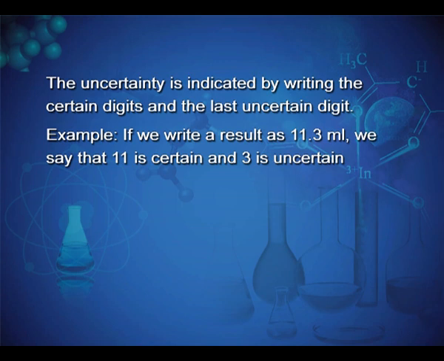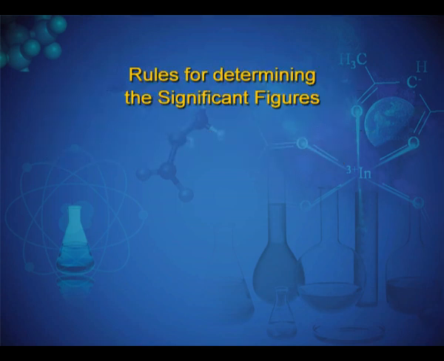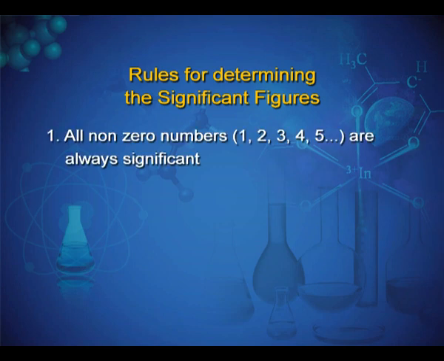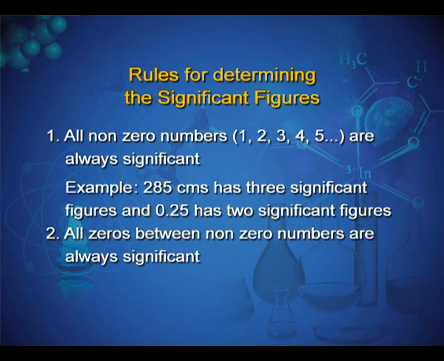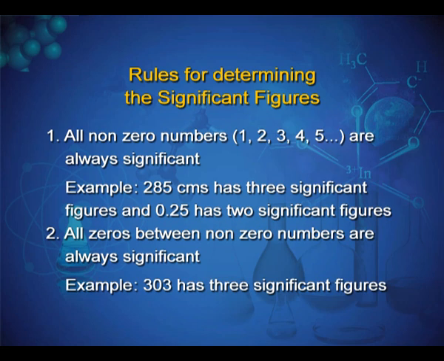There are certain rules for determining the significant figures. The first rule is that all non-zero numbers like 1, 2, 3, 4, 5, etc. are always significant. Example: 285 centimeters has 3 significant figures and 0.25 has 2 significant figures. Second rule: all zeros between non-zero numbers are always significant. Example: 303 has 3 significant figures.